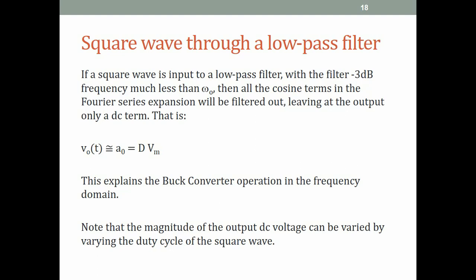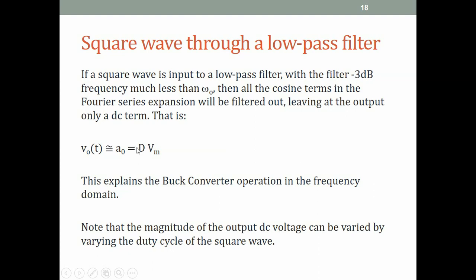In the time domain, we say that we are switching the circuit so fast that the variation in the output voltage becomes very small, because it is not getting sufficient time to change. In the frequency domain, we say that the switching frequency is so high compared to the minus 3 dB frequency that all the AC components are filtered out. Also, the other thing we note here is that the magnitude of the output DC voltage can be varied by varying the duty cycle.